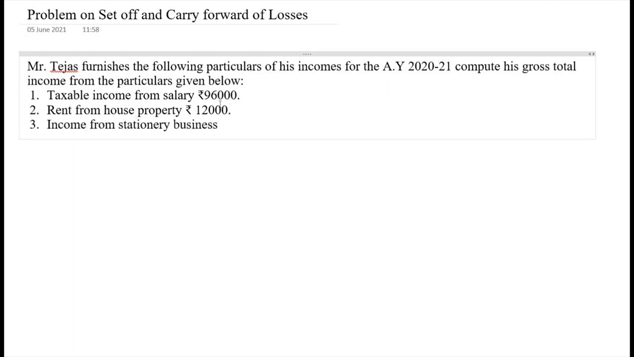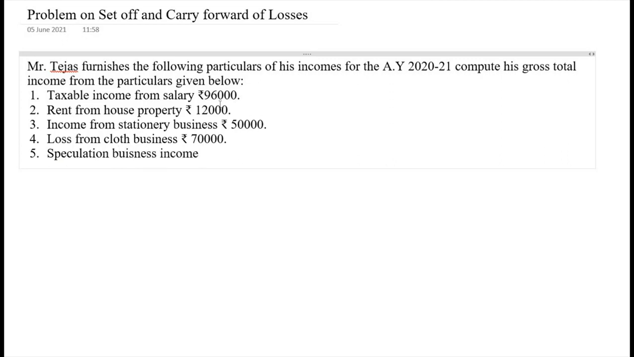Taxable income from salary rupees 96,000, rent from house property rupees 12,000, income from stationery business rupees 50,000, loss from cloth business rupees 70,000, speculation business income rupees 5,000.